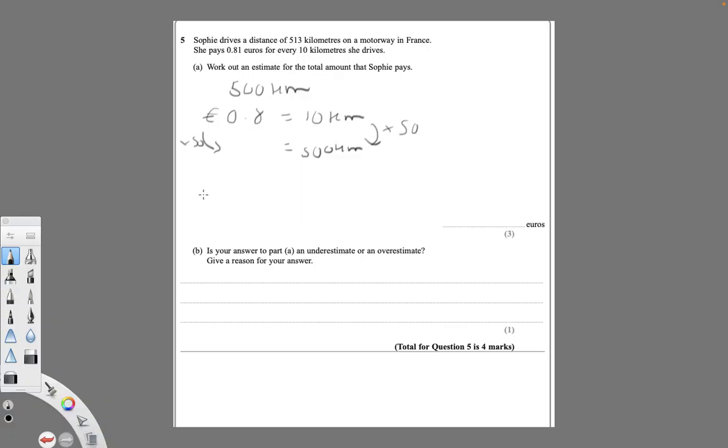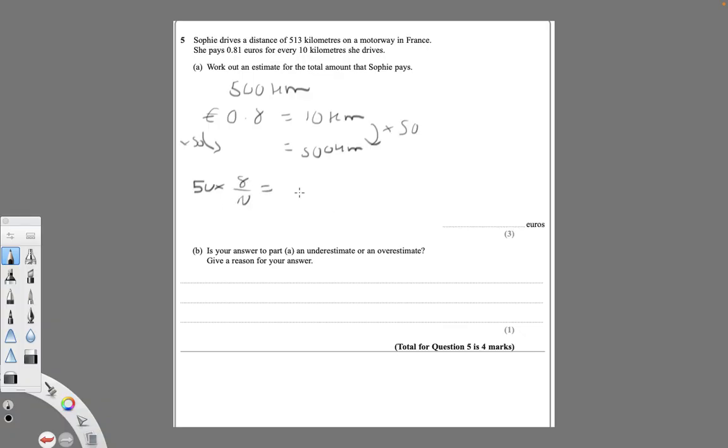Well, how am I going to do this? 0.8 multiplied by 50. This is the way that I would do it. I would do 50, and 0.8 isn't overly helpful. I would probably write that as 8 over 10. Makes it a bit easier to see what we're going to do now.